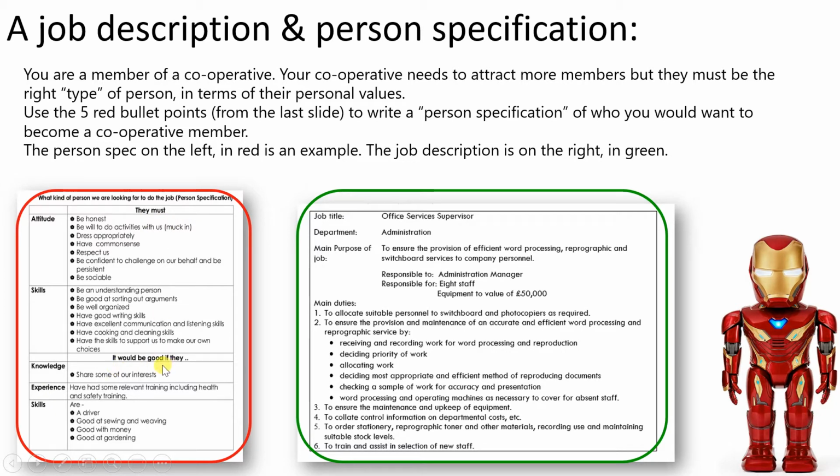If we go back to the 5 bullet points from the last slide, we're looking at self-help, self-responsibility, democracy, equality and fairness, social responsibility and solidarity, honesty and openness. That's very, very much in terms of talking about someone's attitude. So in the red box here on this slide, you've got be honest, be willing to do activities, to muck in, to dress appropriately, have common sense.